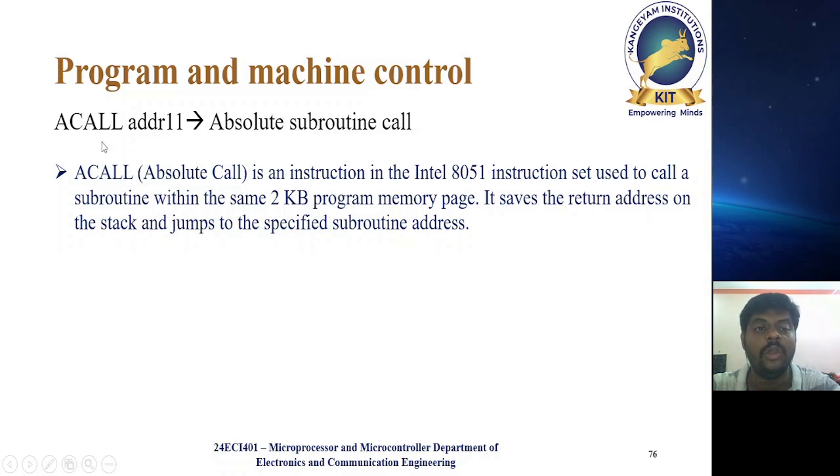The call instruction is mainly used for calling a subroutine program. A subroutine program means a small set of program is written and stored in some memory location. Whenever required, the main program will call that subroutine program, that subroutine program is executed, and after executing it, the control will be transferred again to the main program.